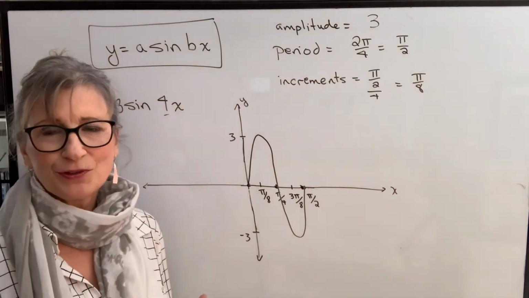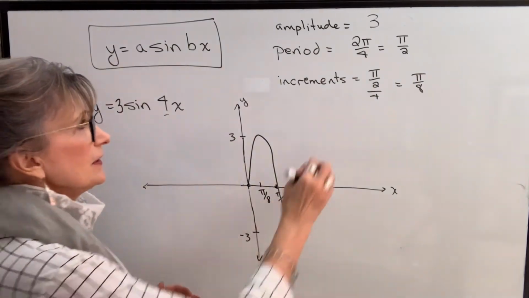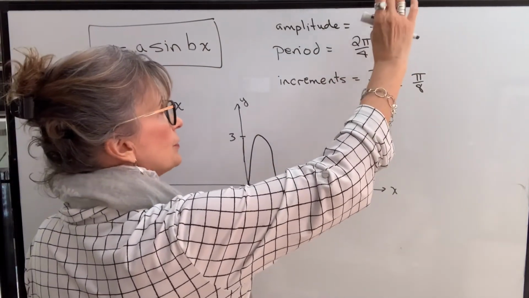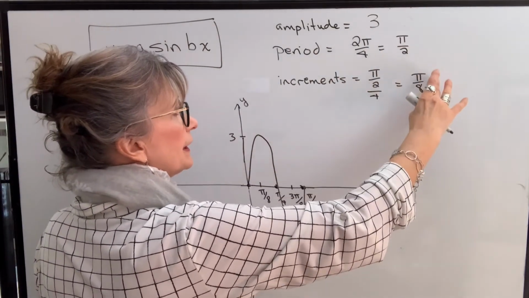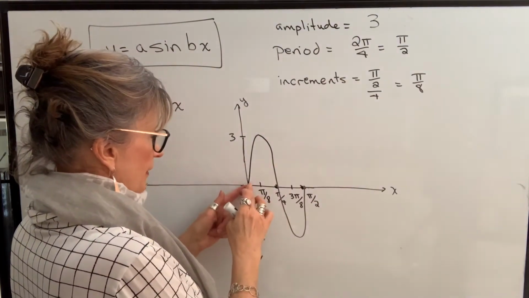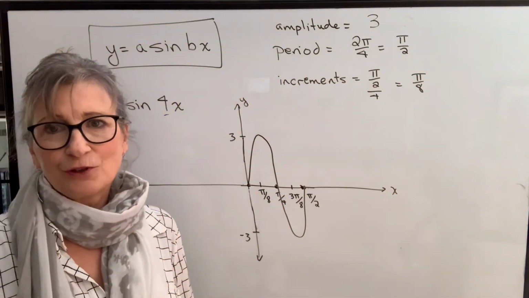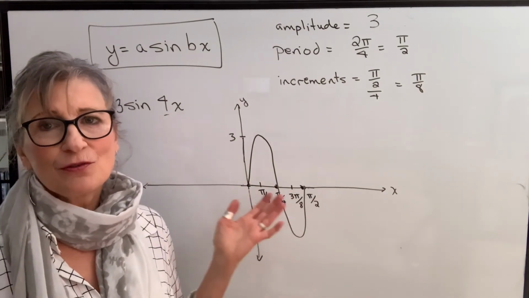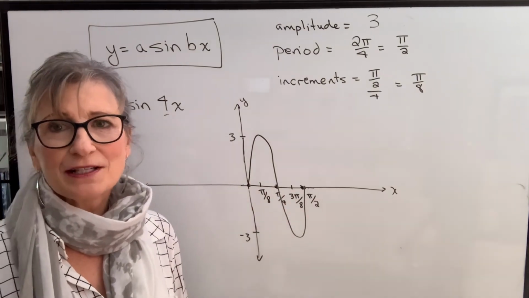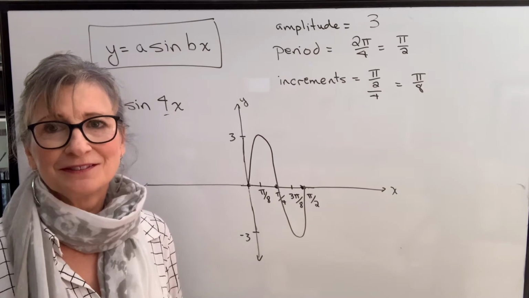That gives you an idea of what that graph looks like. So once I've got my amplitude, the period, increments, and I know I'm starting at the point 0, 0, and I know what the shape of the sine graph is, it's fairly straightforward after that. When you do more examples, this will become easier.